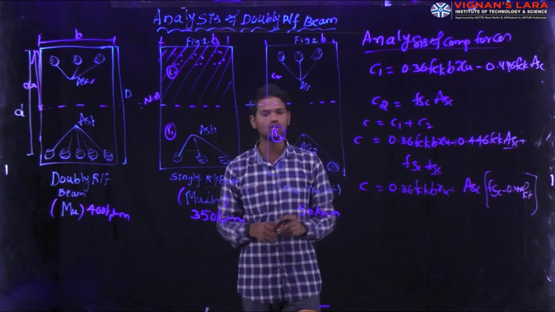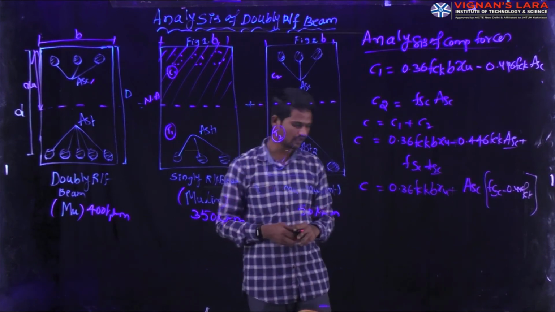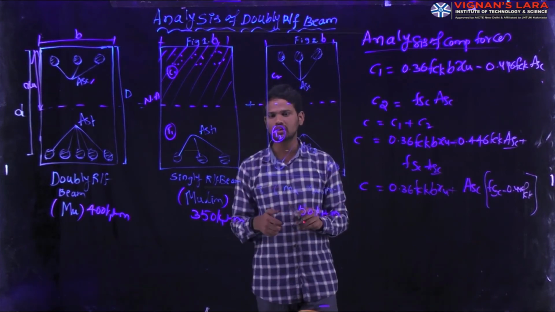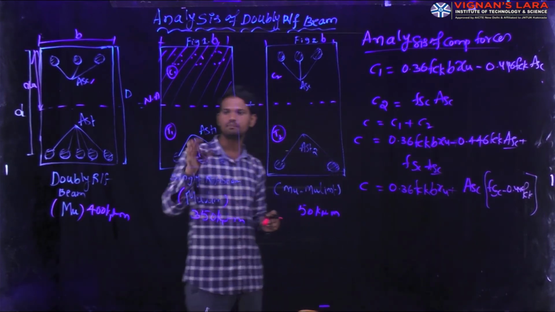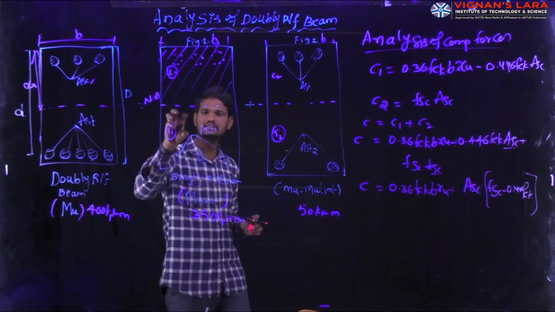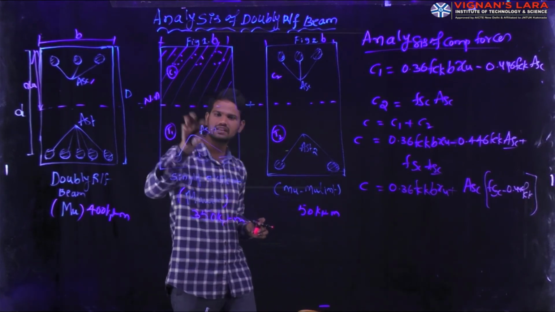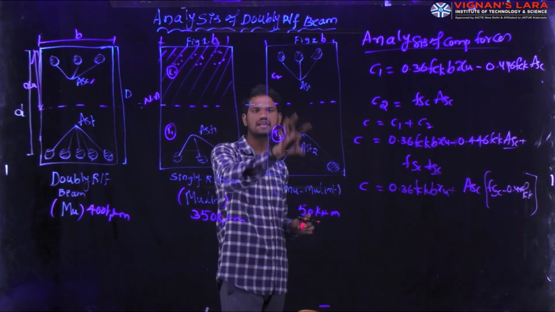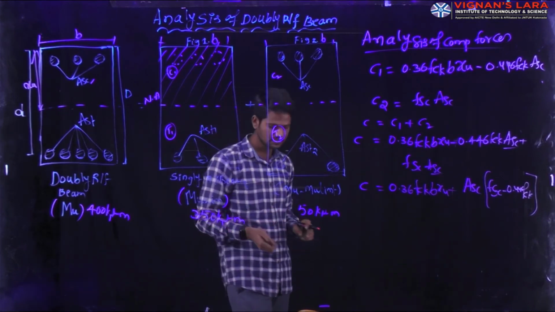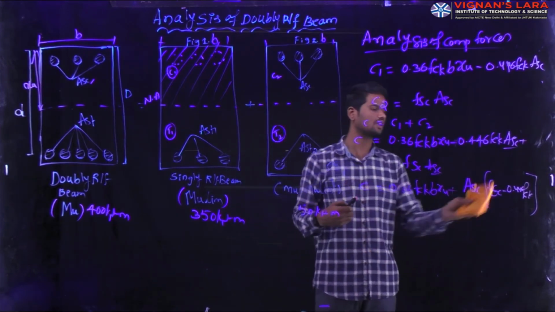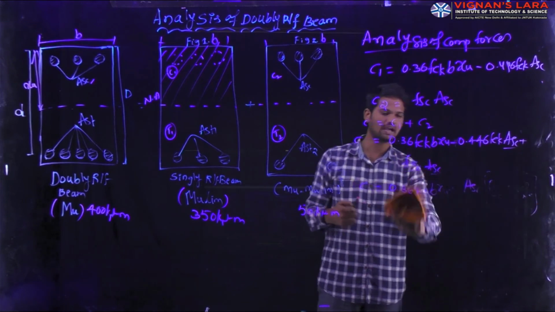This is the total compressive force acting on the beam. Next, I will calculate the total tensile forces acting on the beam. Suppose you consider this a singly reinforced beam section, in the singly reinforced beam section the area of the steel reinforcement is there, as well as in this additional section the area of the steel reinforcement is available here. That additional steel reinforcement also we will now calculate.